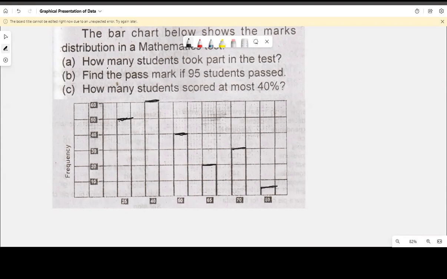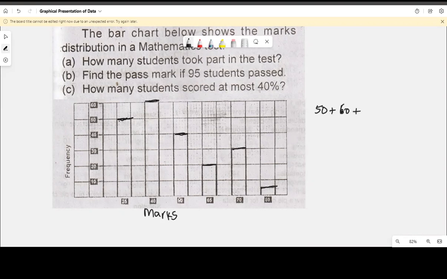So to answer question A, which says how many students took part in the test, we are going to add. Remember, this is a frequency, which is the number of students, and on the horizontal axis come the marks. So 26, how many people score 26? 50 people score 26. That is 50 plus 40. How many people score 40? 60 students score 40.